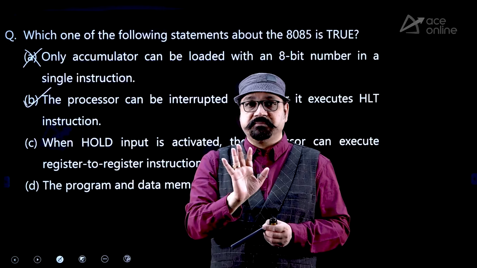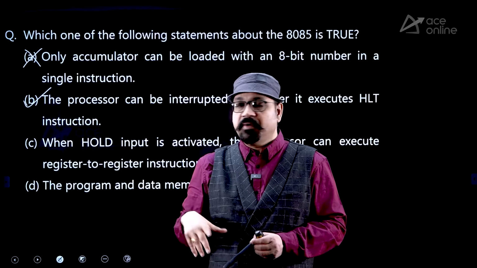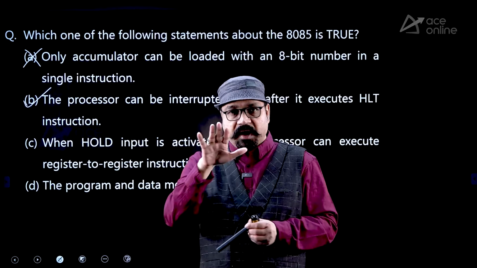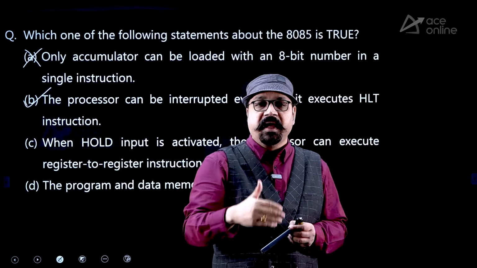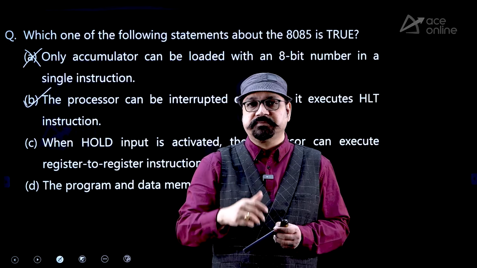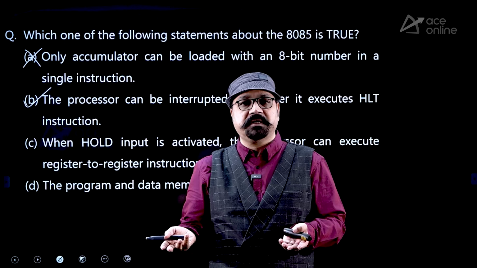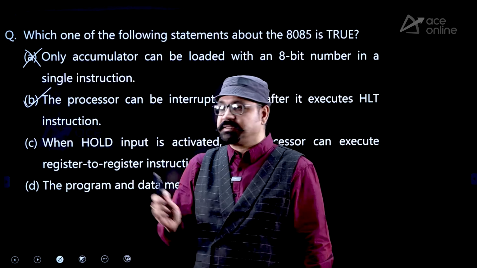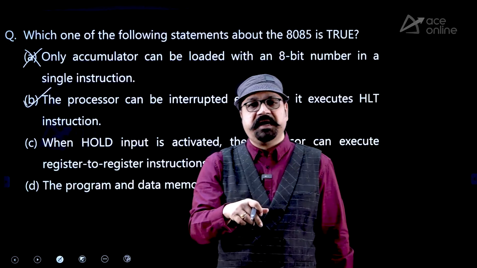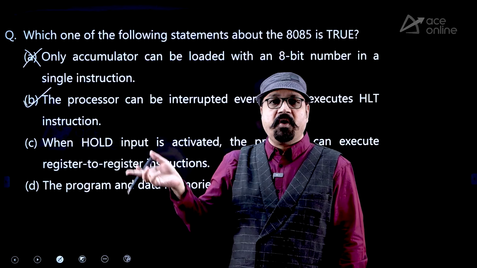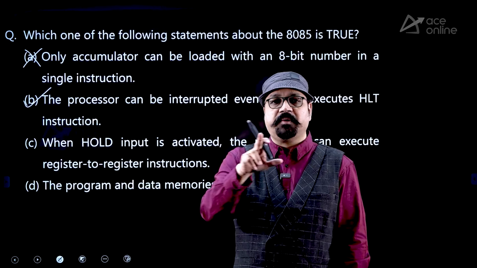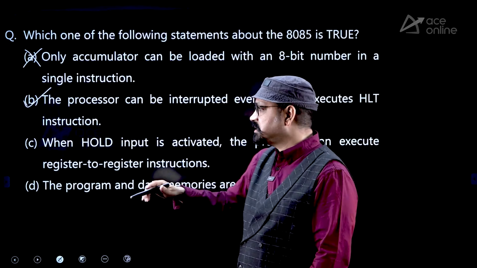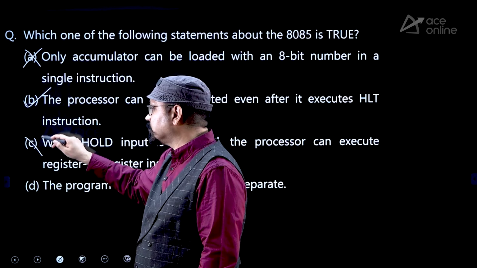Not wait state. It is already in processing state. For hold input activation, after completing the current operation, it generates an acknowledgement and enters into idle state. And when it is in idle state, how can it do a register to register instruction? When it is in idle state, the device along with the 8257 direct memory access controller will access the memory. So this is wrong.